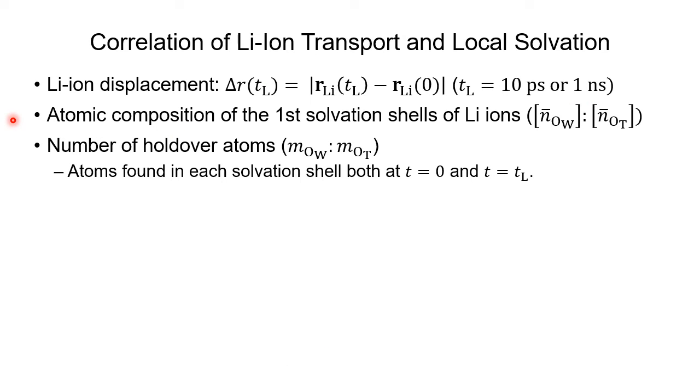We have also investigated the correlation of lithium-ion transport and the local solvation structure and dynamics. First, we determined the lithium-ion displacement delta R, like this, using a short time span. And we calculated the atomic composition of the first solvation shells of lithium ions. That is the average number of OW and OT in each solvation shell over a short time span. And to study the dynamics of lithium-ion solvation, we calculated the number of holdover atoms, MOW or MOT, that is the atoms found in each solvation shell at the beginning and end of a short time span.